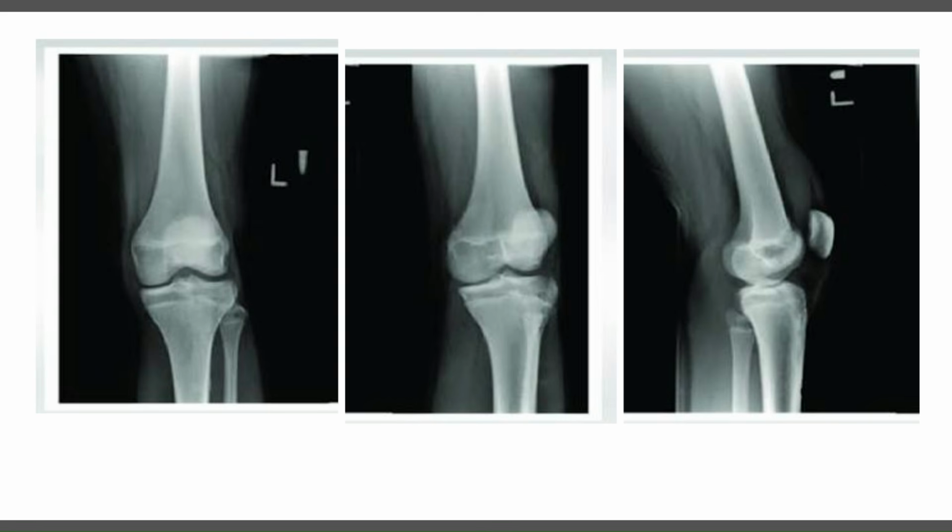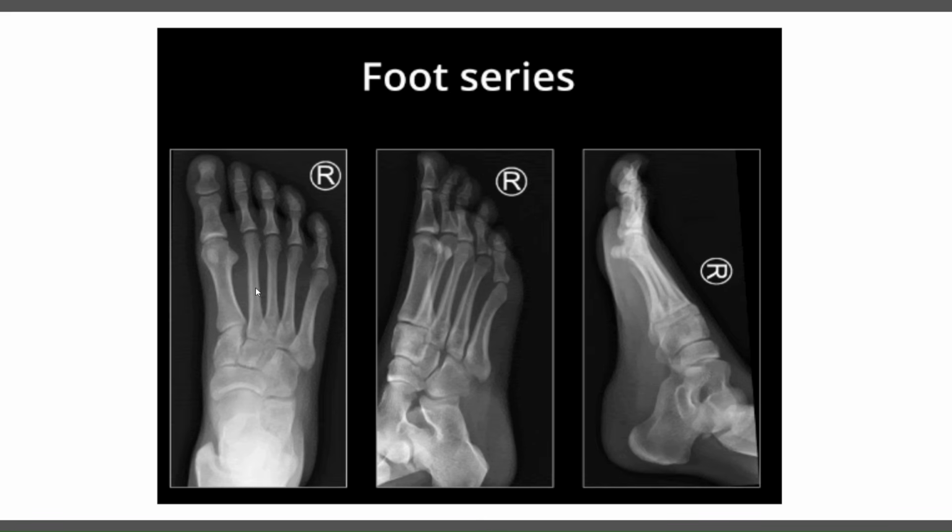So let's look at these knee x-rays. Here is an AP, or anterior posterior. The lateral, you imagine someone standing to the side. And an oblique, so the guy is sort of rotated 45 degrees. Same thing with the foot. Here is the AP. Here is the lateral. Here's the oblique.